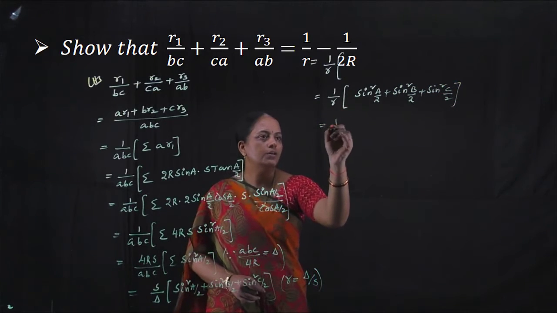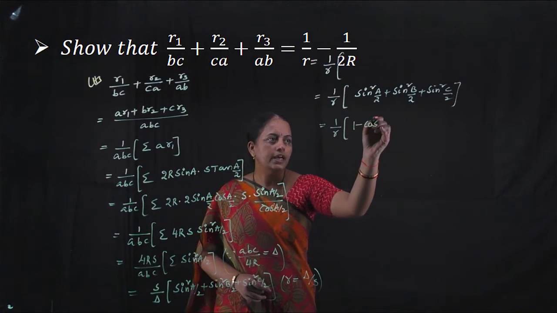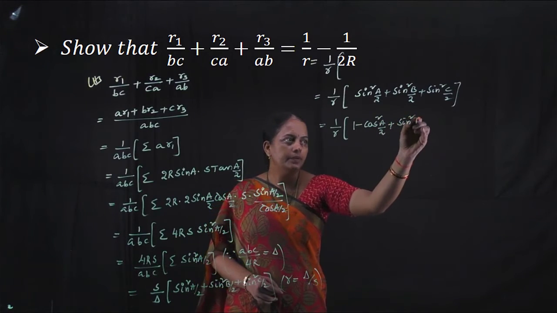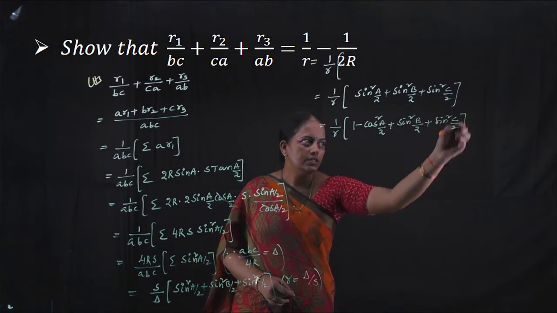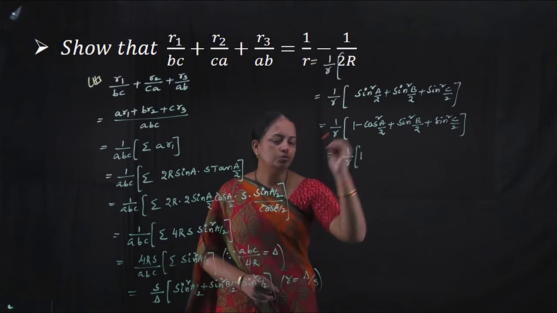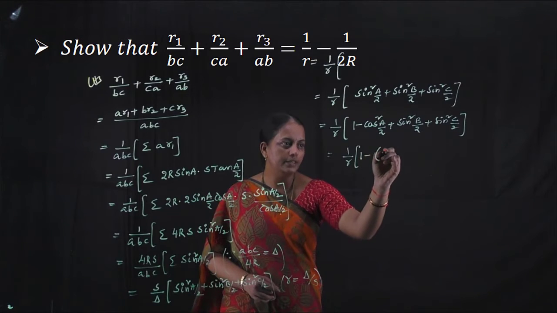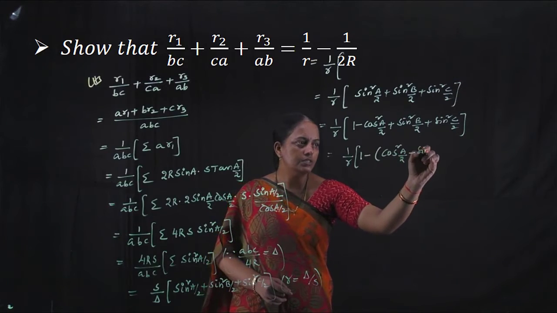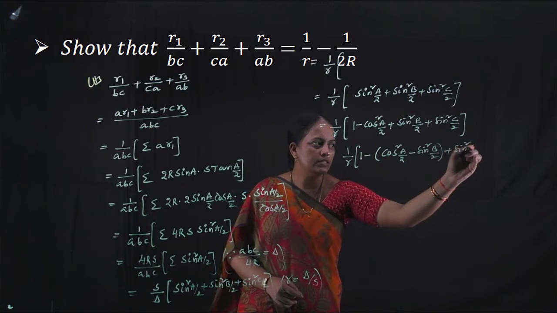This is equal to 1 by r into sine square A by 2 can be written as 1 minus cos square A by 2 plus sine square B by 2 plus sine square C by 2. Okay, this is equal to 1 by r into 1. From these two terms, we can take minus as common. So, it can be written as minus of cos square A by 2 minus sine square B by 2 plus sine square C by 2.